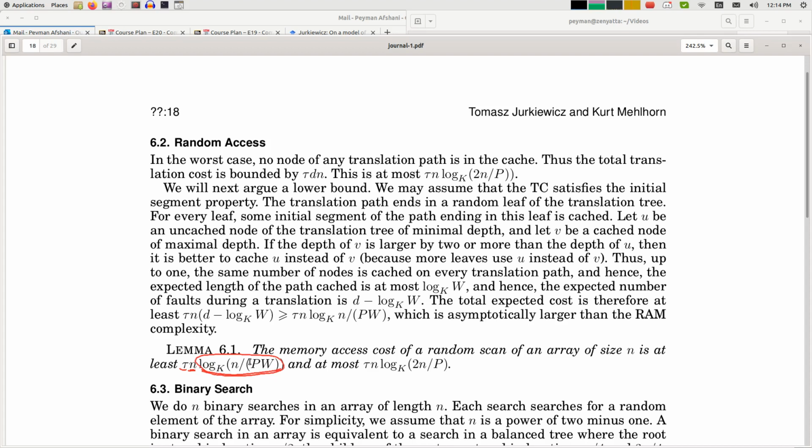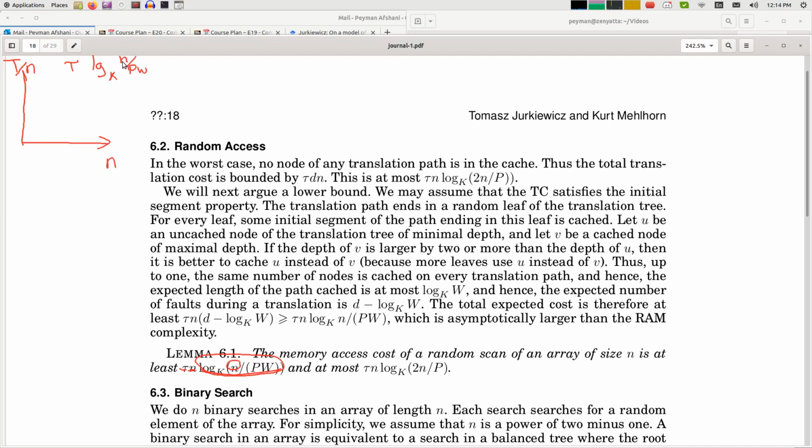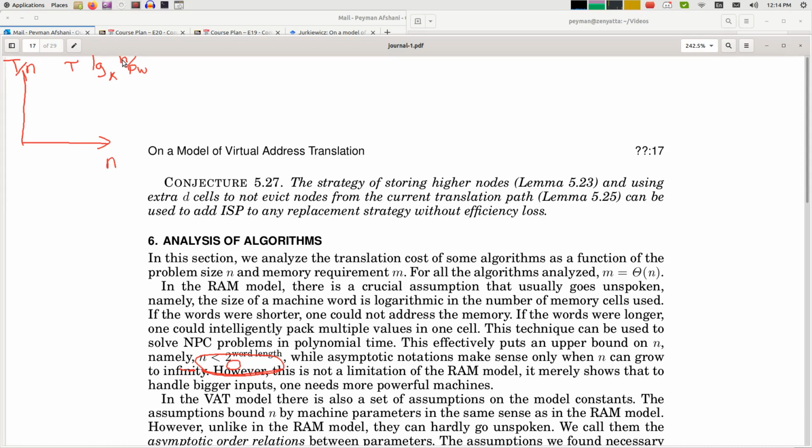And again, these things are fixed by the architecture, but this part is variable. What this tells you is that if you take the running time of random access, this is the time of the random access, and this is n. If we divide it by n, what this analysis shows you is that you're supposed to get this factor: tau log base k of n divided by pw.